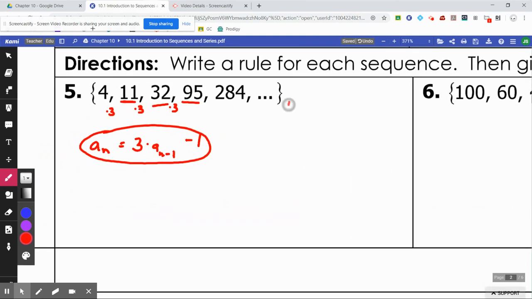We can just come out here and list this. We're going to take 284. Again, we're going to multiply it by 3. That's going to be, let's see, 852, then subtract 1 gives you 851. Do it again, multiply that by 3, and then subtract 1, and you get 2,552. Take that number, multiply it by 3, and then subtract 1, and you should get 7,655, and that's your next 3 terms.